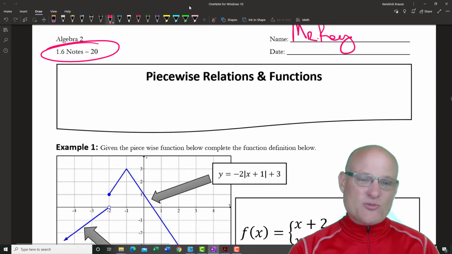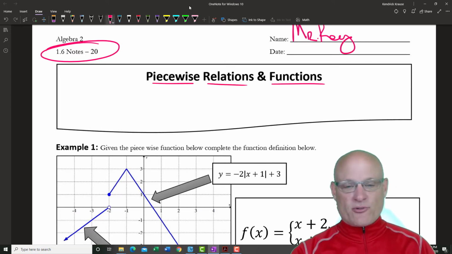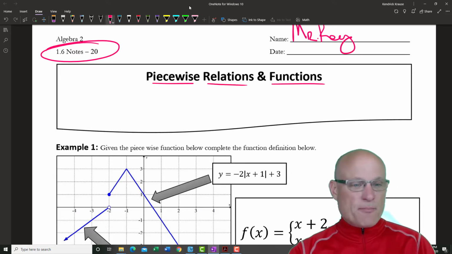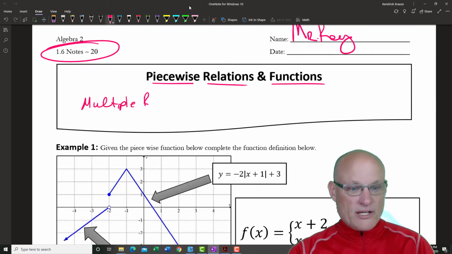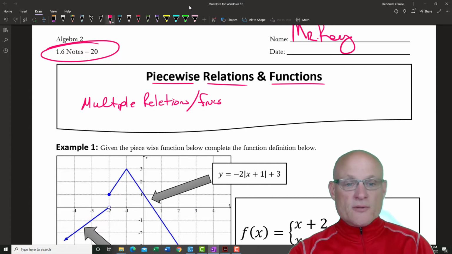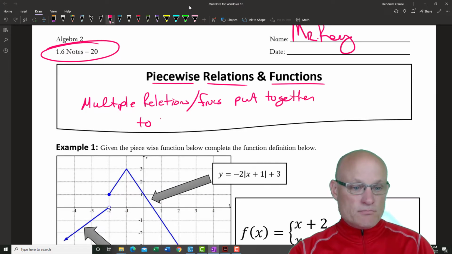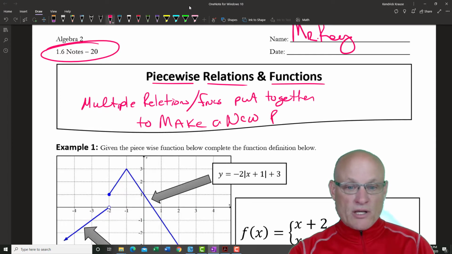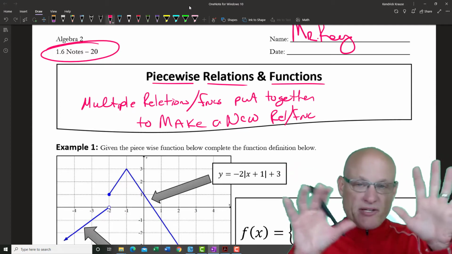All right, let's talk about piecewise relations and functions. Really, piecewise functions are just multiple relations or functions put together to make a new relation or function. So we're going to just take a whole bunch of pieces and put them together.